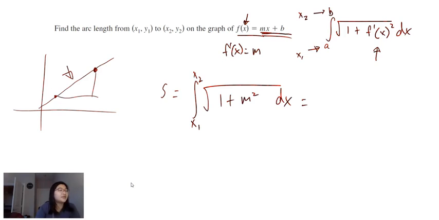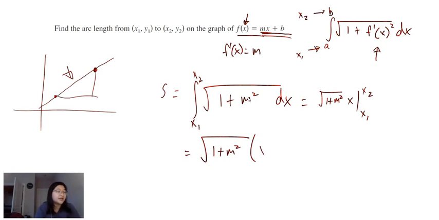And what do we get? Well, this whole thing is just a number. So we can use our power rule, and we get root 1 plus m squared times x from x1 to x2, fundamental theorem of calculus, right? And so we get root 1 plus m squared, and then x2 minus x1, because this thing is just a constant. And there we go. Cool.